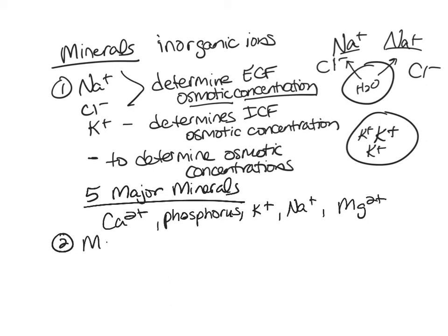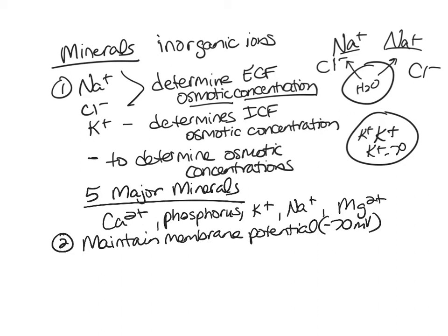They maintain the membrane potential. So if you remember what the resting membrane potential is, it's that negative 70 millivolts inside the cell, right? Negative 70 millivolts. So sodium and potassium really do that. These minerals are necessary to construct the skeleton. So calcium and magnesium are going to do that. They're necessary for muscle contractions. Calcium is definitely necessary to contract your muscles.